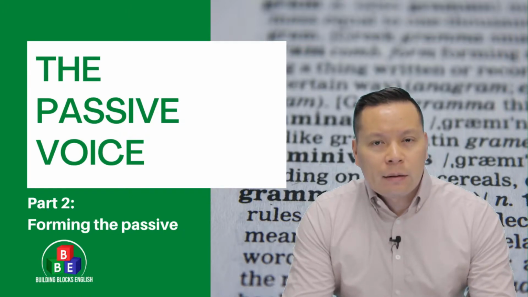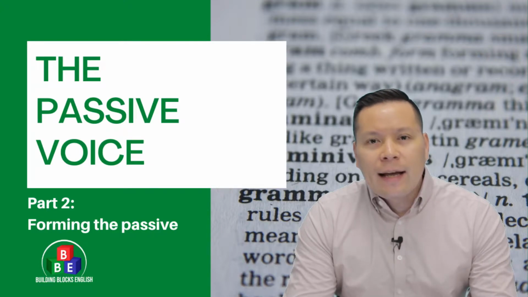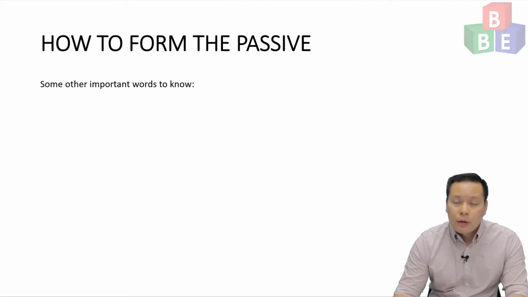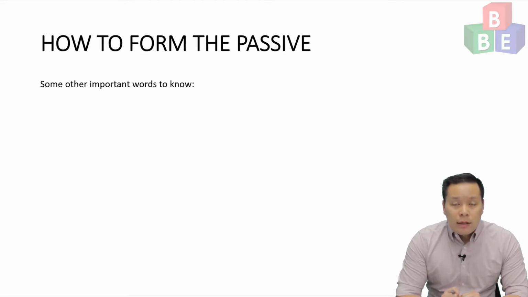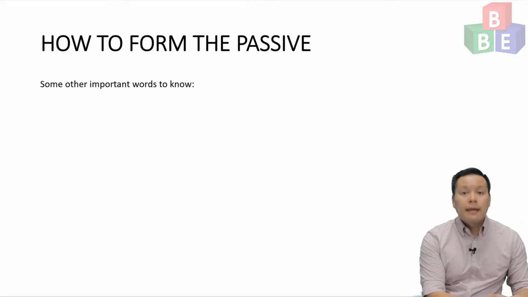In the first part, we looked at the 6 reasons why we use the passive. And today, we're going to look at how we form the passive. Before we have a look at this, there are some important words that we also need to know. These words we use to describe parts of a sentence, much like the agent.